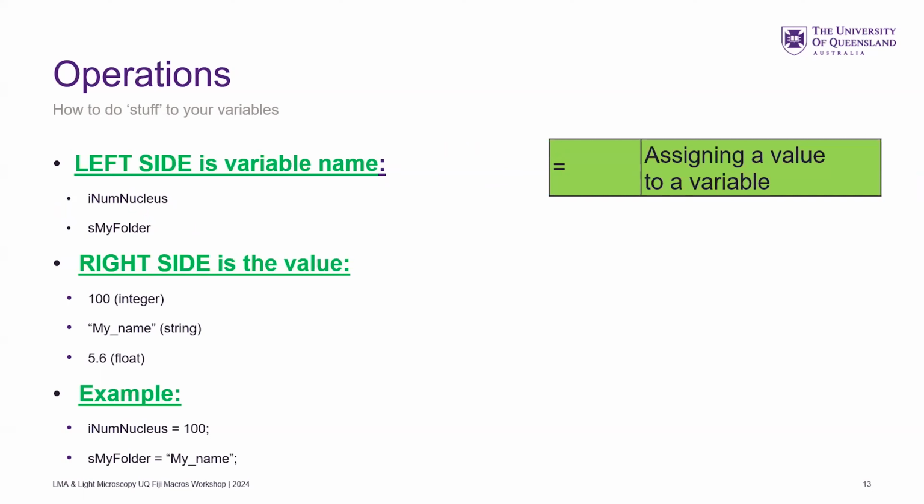So we would say I num nucleus equals, because we're then going to assign some value to that variable. In the case of the right side, you might have 100, that's an integer, or the folder name, or some float. And so that's what it would look like. I num nucleus equals 100. You've just set that variable to hold the value 100.